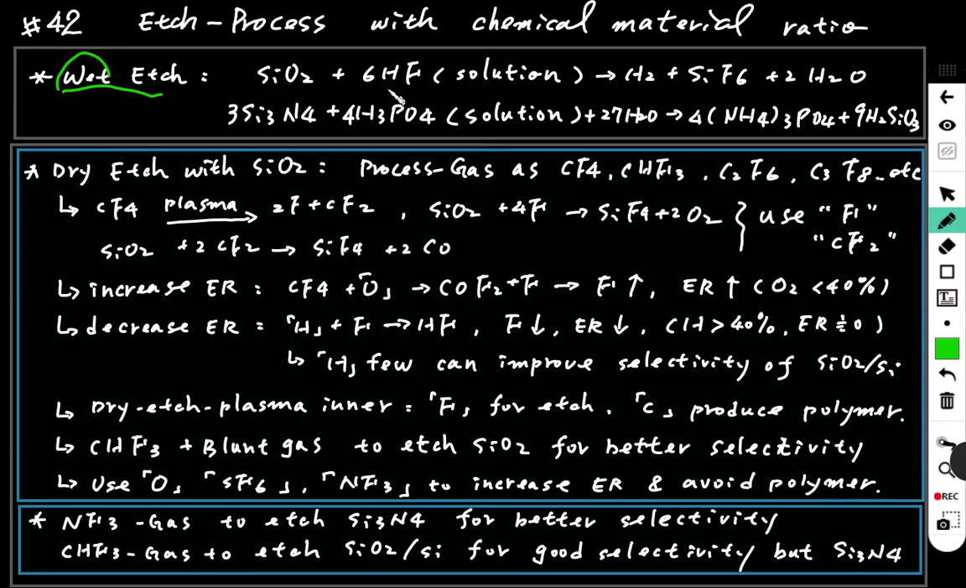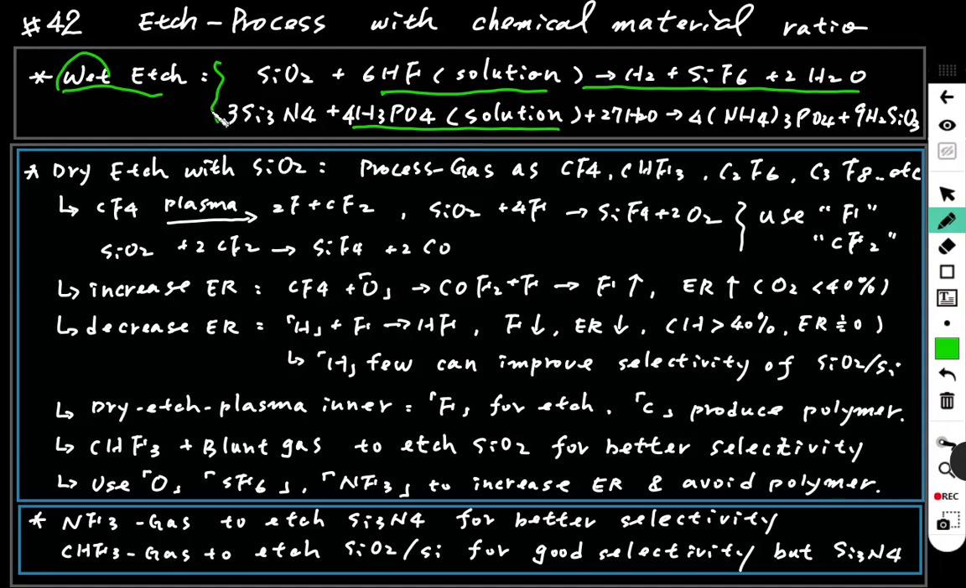We use the HF solution, liquid chemical, to etch the silicon oxide layer. Use this chemical reaction formula. And we use the S42 solution to etch the silicon nitride with this formula, as we talked about before. This is the wet etch.